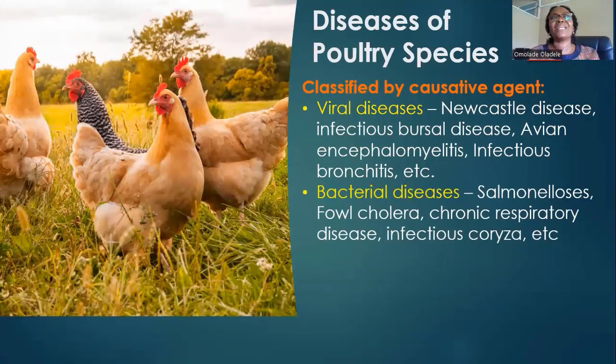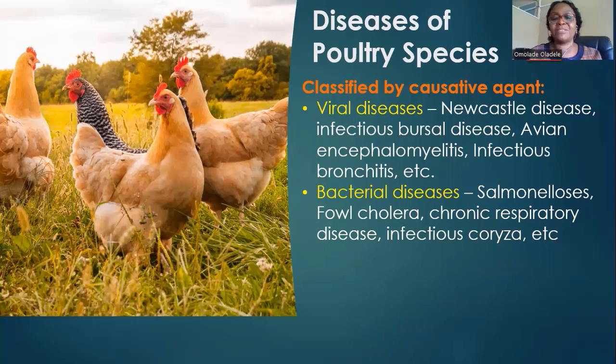Now, we classify them by the causative agent, that's the pathogens. We have viral diseases caused by virus, and there's a lot of them for the poultry species: Newcastle disease, avian influenza, infectious bursal disease, avian encephalomyelitis, also known as epidemic tremor, infectious bronchitis, avian pneumovirus, so many of them.